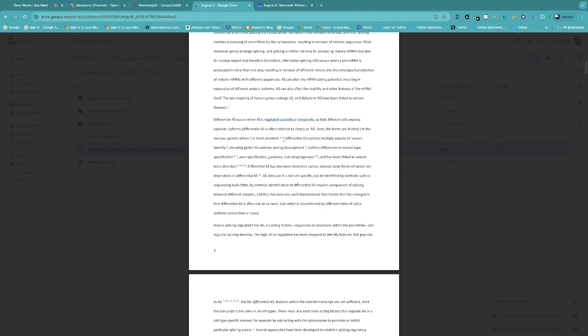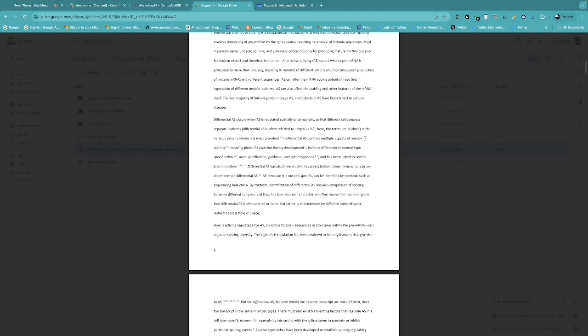So in the nervous system, where it's most prevalent, and there are some citations here, differential AS controls multiple aspects of neuron identity. Of course, there's the larger cell type identity, like you might say something is a glutamatergic cell, or some sort of interneuron. And then you also have sub-identities, where a subset of interneurons does something. So neuron identity can become very specific depending on the function that you're looking at.